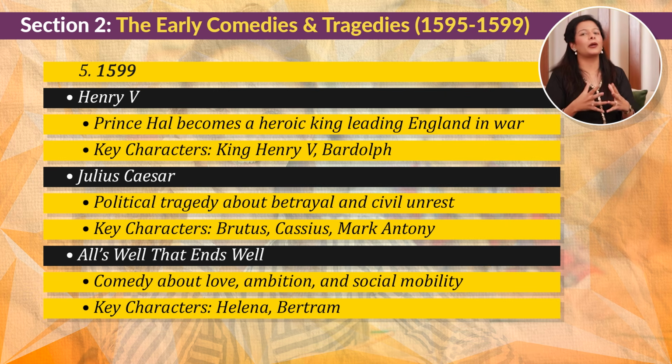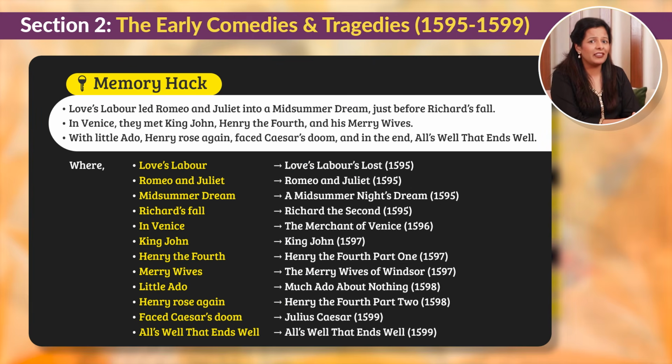To memorize the 13 plays under this phase, you can remember the story in sequence. Love's Labor led Romeo and Juliet into a midsummer dream just before Richard's fall. In Venice, they met King John, Henry IV, and his merry wives. With Little Ado, Henry rose again, faced Caesar's doom, and in the end, all's well that ends well.